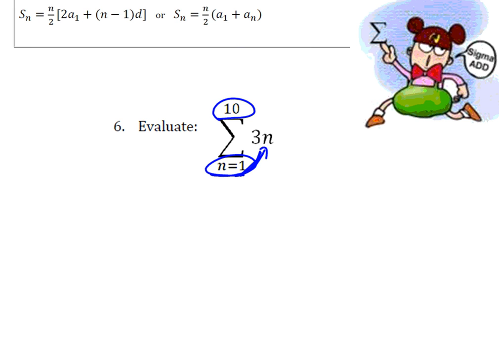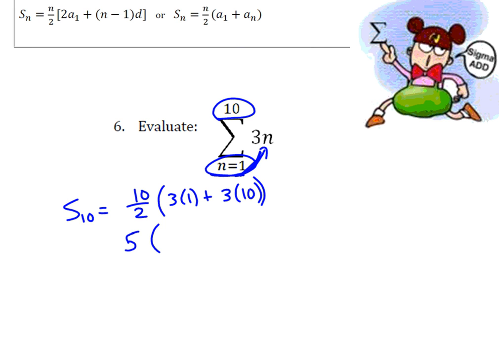Okay, so kind of the way that works is this. If I want to figure out the sum, I can do this. So I can take 10 divided by 2. My first term is going to be 3 times 1. My last term is going to be 3 times 10. So my sum of the first 10 terms will be this. 5 times 3 plus 30. That will give me my sum. So I believe that's 165.